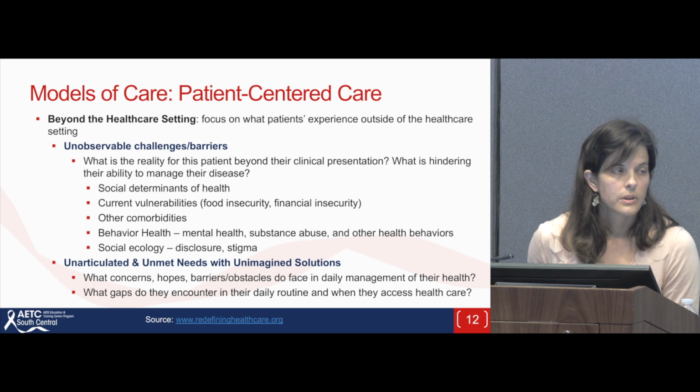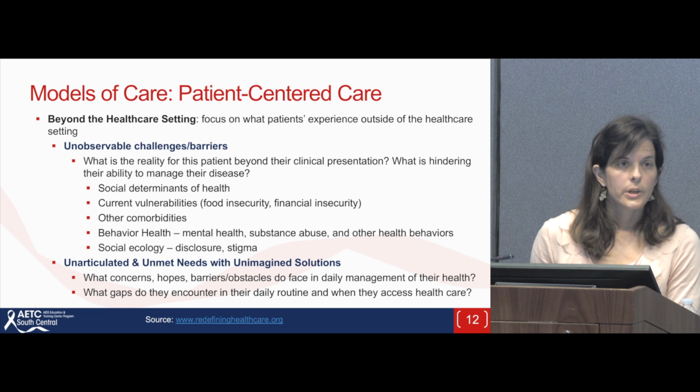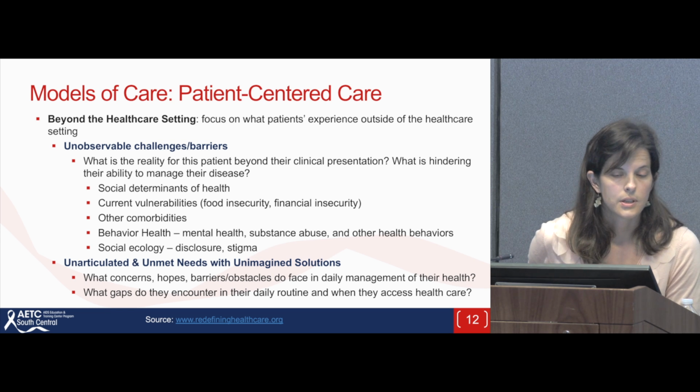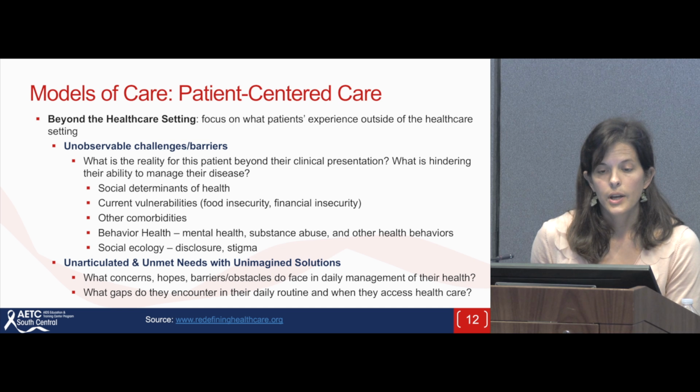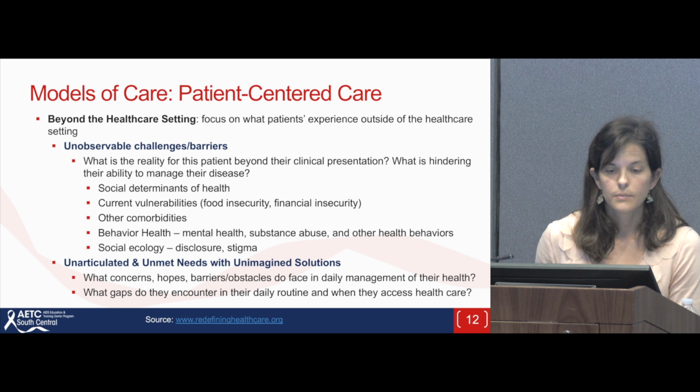So some things that you could think about are social determinants of health, the current vulnerabilities they face. Do they face food insecurity, financial insecurity? What other comorbidities are they facing? What other illnesses are they dealing with? Do they have behavioral health issues? And then what's the social ecology or the setting in their social environment outside of the clinic?